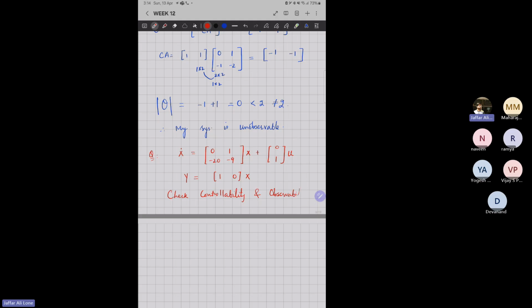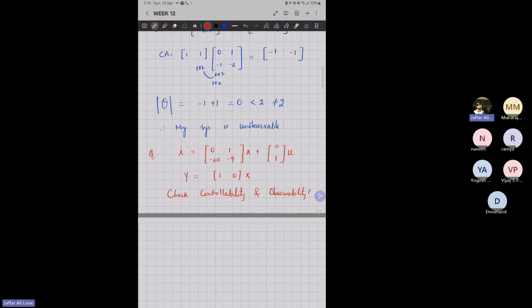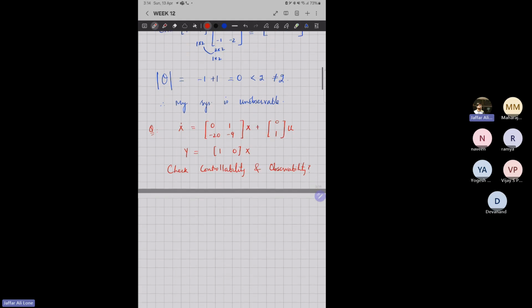If you can see from this form, if you can see from the structure, it's already in controllable canonical form. Right. So it's already in controllable canonical form, but still you check. The system is of course controllable as well as observable, but still you tell me the value of the mathcal C matrix.